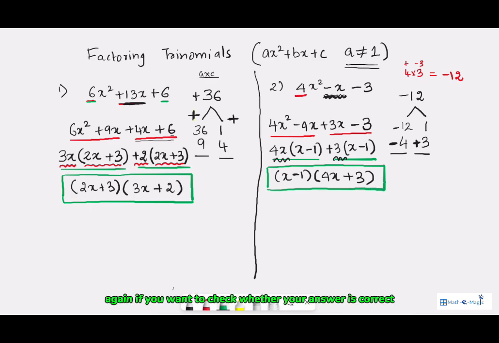Again, if you want to check whether your answer is correct, FOIL them and you will get back your trinomial.